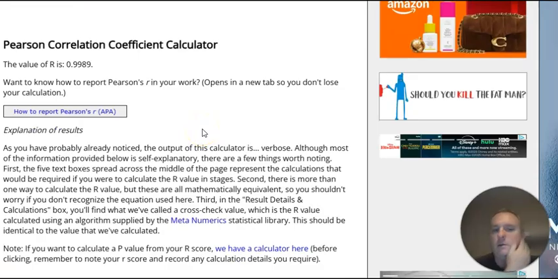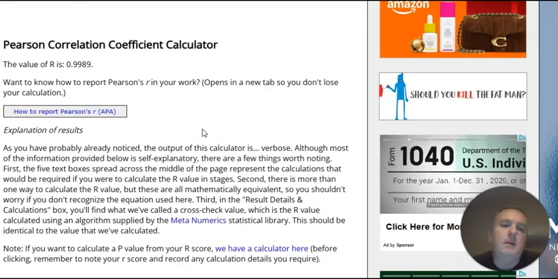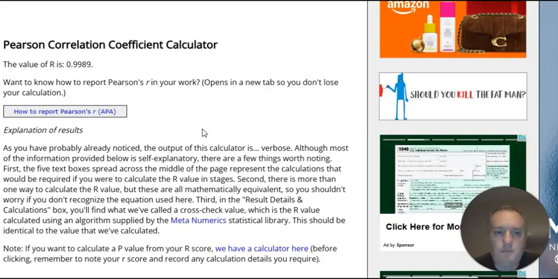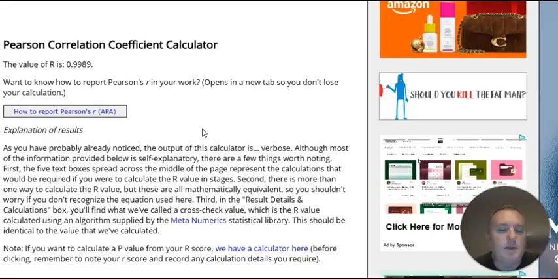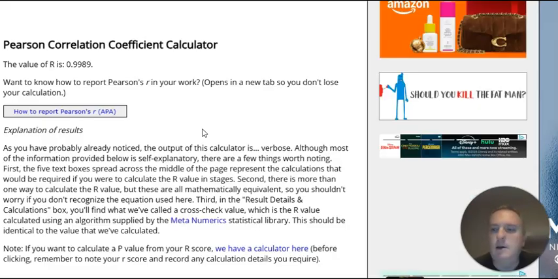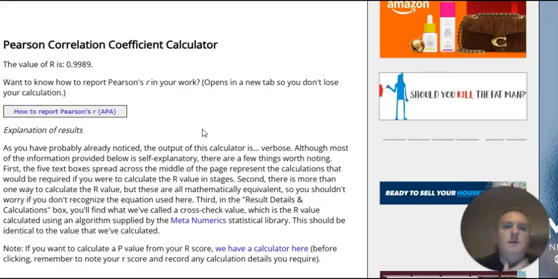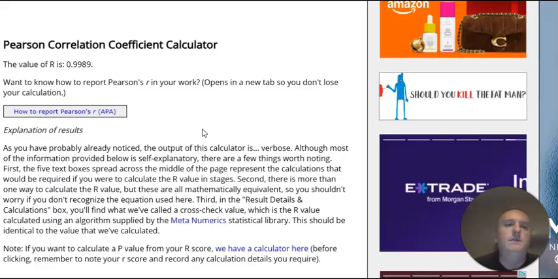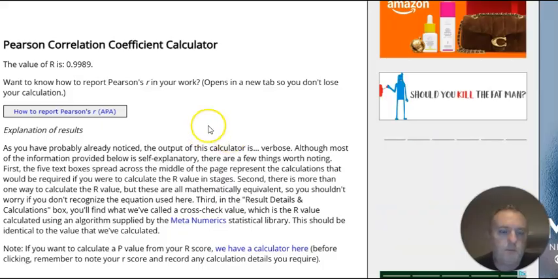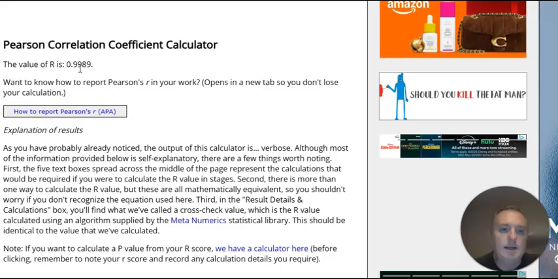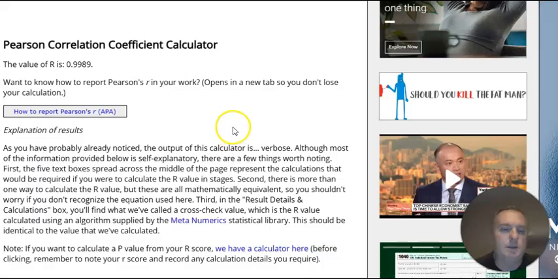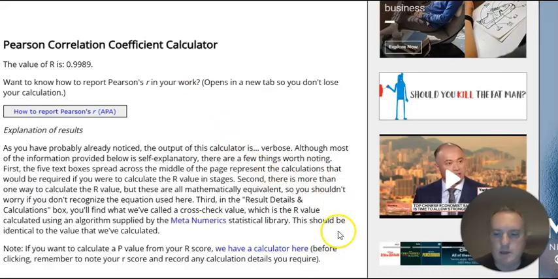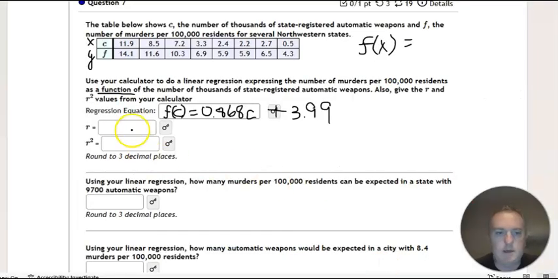Calculate R. So R is 0.9989, so it's very close to 1, which means the scatter plot of our data values would be very close to a line, and that means that the variables are very closely related, or the x value is very good at predicting the y value. All right, so R is 0.9989. So if we round that to 3 decimal places, that's just going to be 0.999.